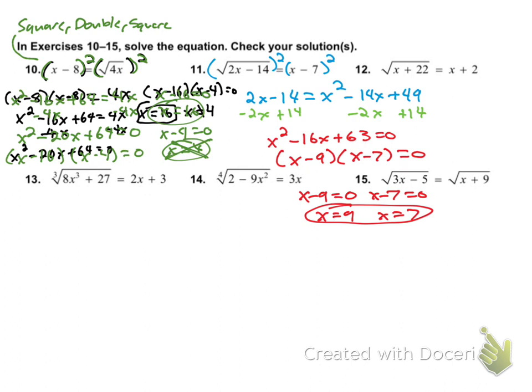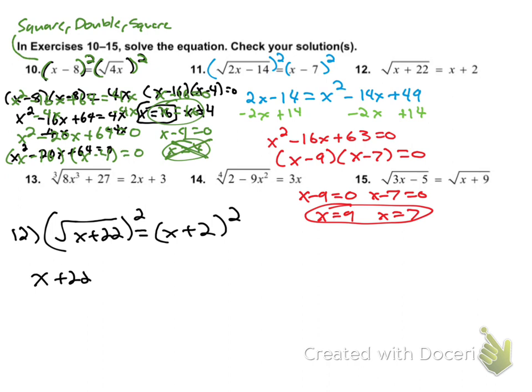All right, I'm doing 12 down on the bottom left here for spacing purposes. Square root of x plus 22 equals x plus 2. So, again, I'm going to square both sides. That'll give me x plus 22 equals, then I'm going to square, double, square. First term squared, doubled, 4x, squared, plus 4. Then from here, I'm going to combine my like terms.